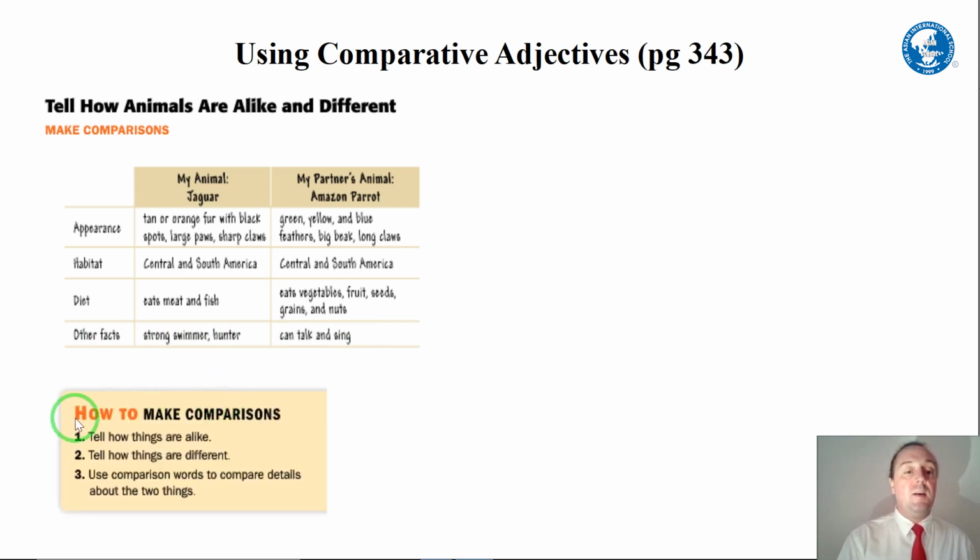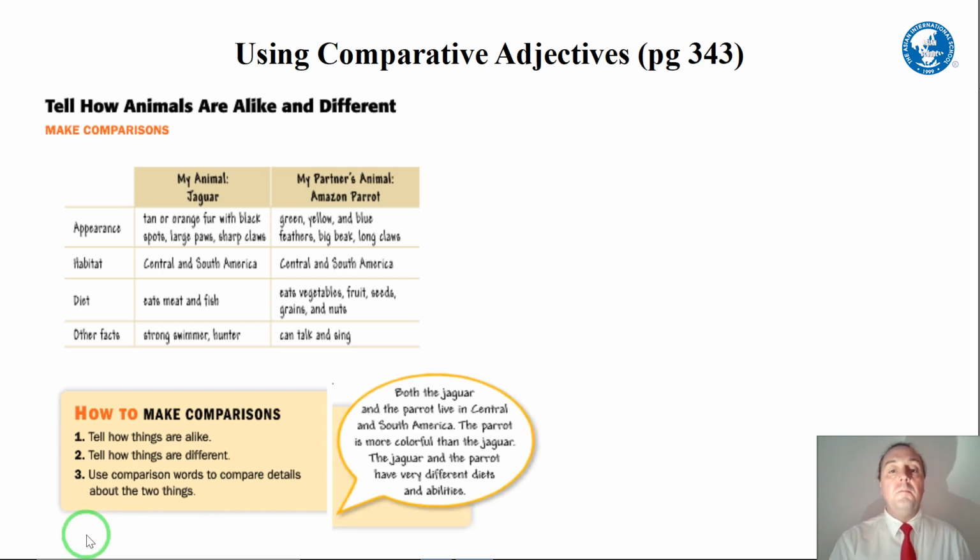So how do we make comparisons? We tell how things are alike, we tell how things are different, and we use comparison words to compare details about the 2 things. Both the jaguar and the parrot live in Central and South America. The parrot is more colorful than the jaguar. The jaguar and the parrot have different diets and abilities. So now we're talking about how they are the same and how they are different.